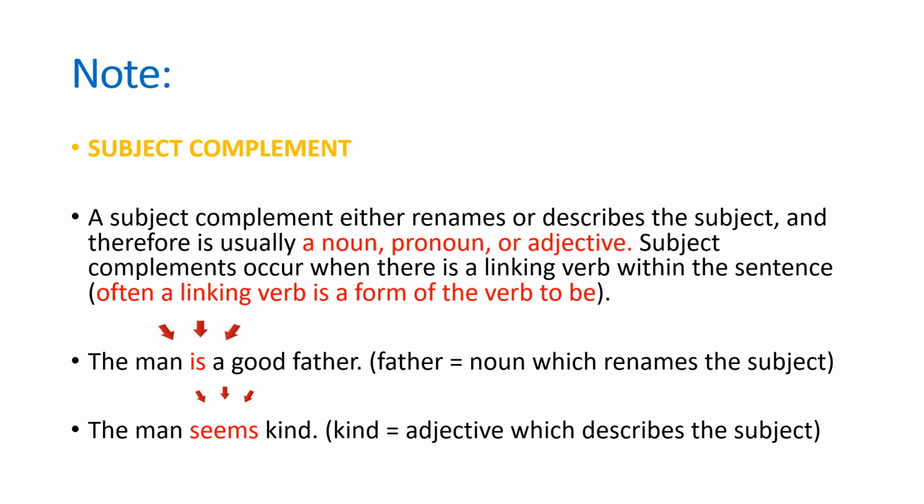The man is a good father, so over here is is a linking word, and our subject is the man and good father is our complement. Similarly, the man seems kind. Again, over here, seems is playing the role of a linking word between a subject and the complement kind. Similarly, we have another object complement as well, which tells us something about the object.